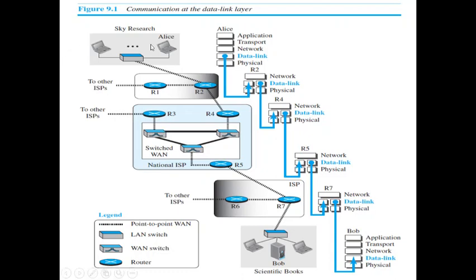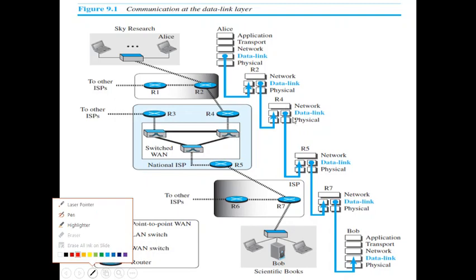Here Alice has to forward the data from her system or her network to the next network. Whatever we see as router 2, that is R2, the data link layer of Alice's system will be logically connected to the data link layer of R2. Like that, the data link layer of R2 will be logically connected to the data link layer of R4. R4 will be connected to R5, R5 will be connected to R7, and R7 ultimately will send the message to Bob's system.